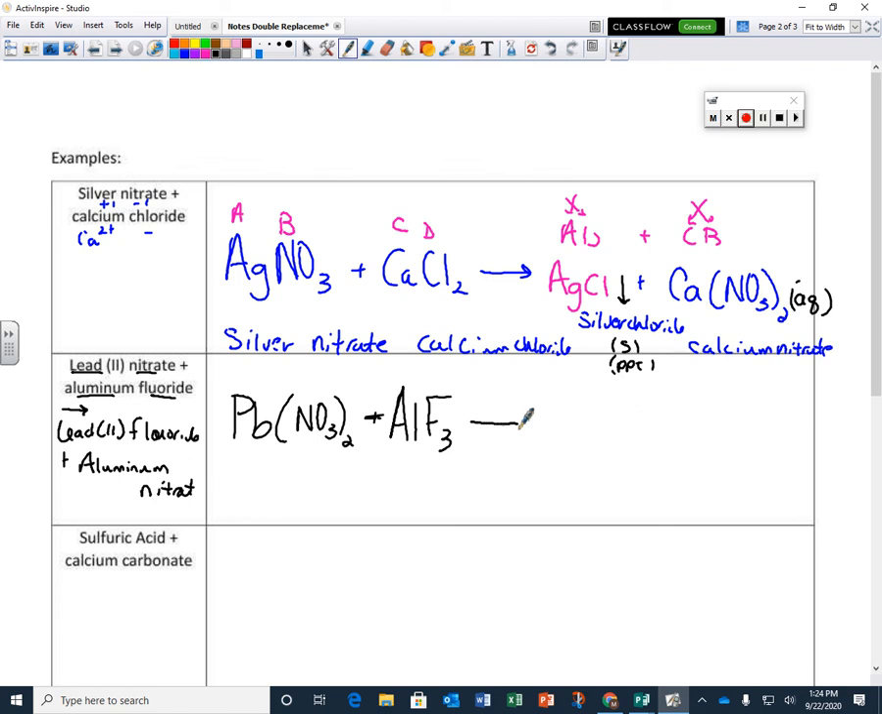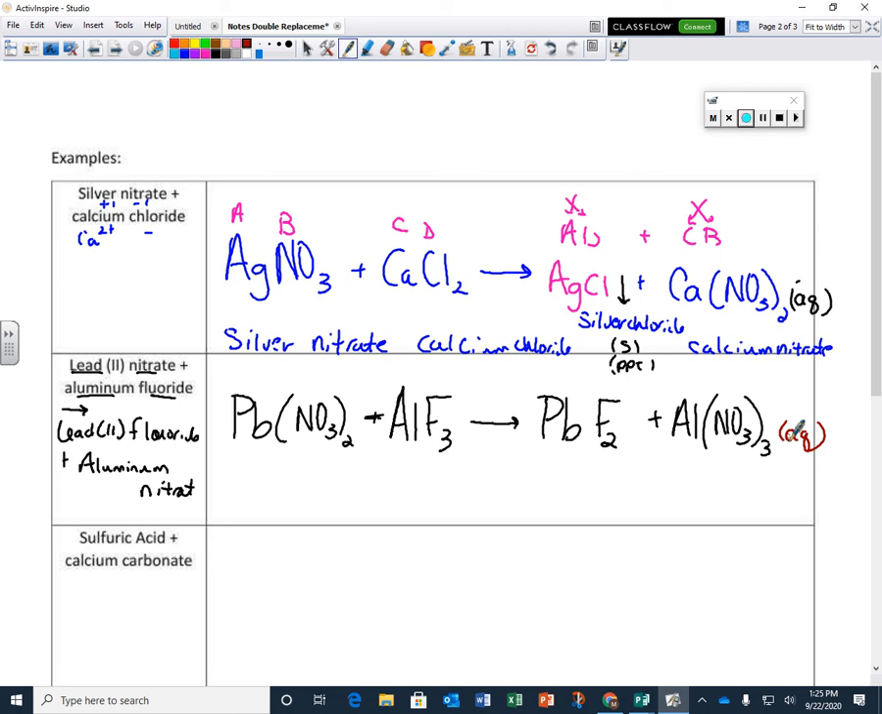AlF3. Lead bonds to fluorine, so that's lead with a 2+, fluorine with a 1-. PbF2. And aluminum bonds to nitrate. Aluminum with a 3+, nitrate with a 1-. We know that all nitrates are soluble, no exceptions. So the aluminum nitrate will dissolve, that is aqueous. All fluorides are soluble except silver, lead, and mercury.